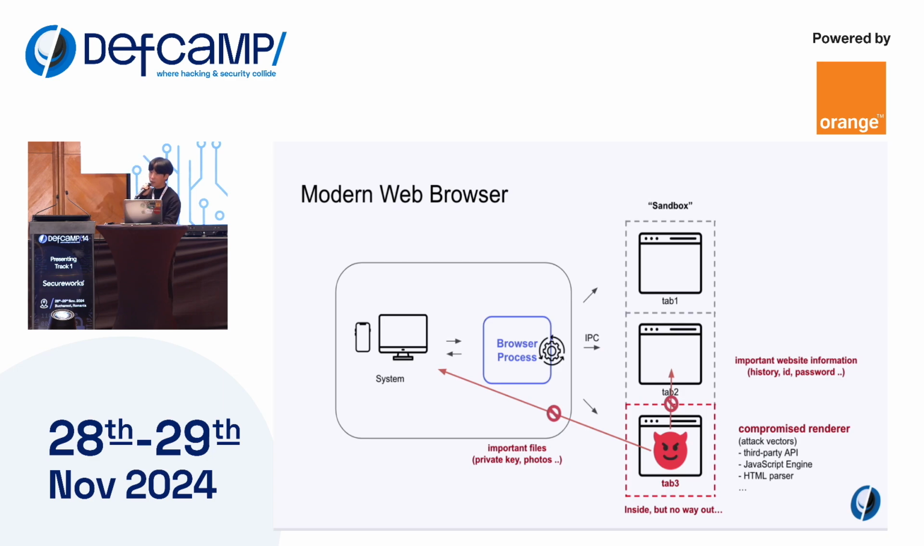So let's assume one tab gets compromised by the attacker, such as when a user clicks on a malicious website. We can see the attacker in tab 3. And if there is a vulnerability in the renderer, the attacker could use many features to trigger the vulnerability, such as running JavaScript or parsing crafted malicious HTML. And if the attacker successfully exploits the renderer, they can execute any code they want within the renderer process.